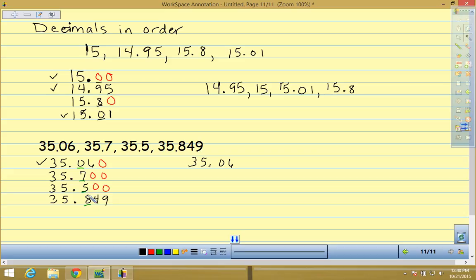Now I look at the rest of them. What's the next number? Hanga? 35 and 5/10. Good. The next one, Gabby? 35 and 7/10, leaving this one to be my last. If you do this process of adding the zeros on and lining them up like this, if this is a hard concept for you, I really think that this will help you.